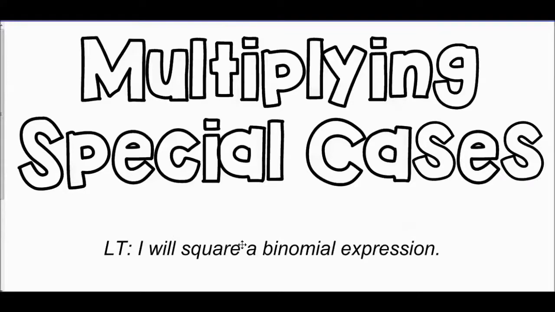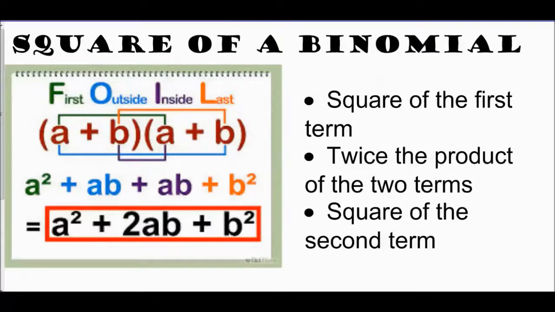Our target is that we can square binomial expressions. So first let's start with the square of a binomial. Notice I have a plus b times a plus b. So this could be written out as (a plus b) squared. It's the same thing as having a plus b times a plus b because my base is a plus b.